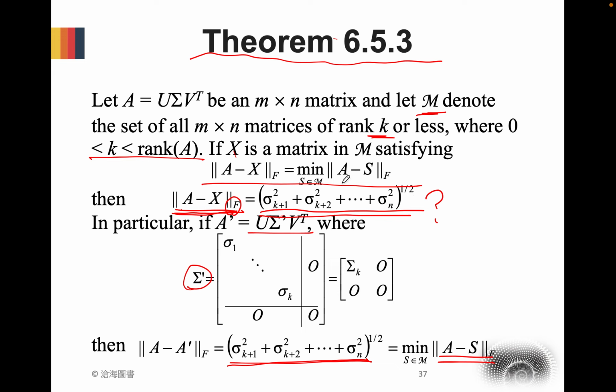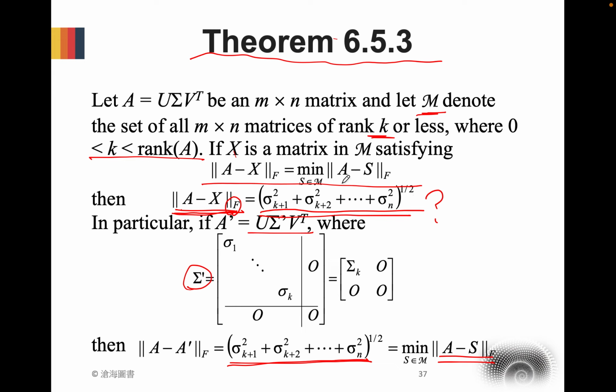So now, if A is of rank n, then A prime can be written as U sigma V transpose. What is A prime? Let's go back to here.